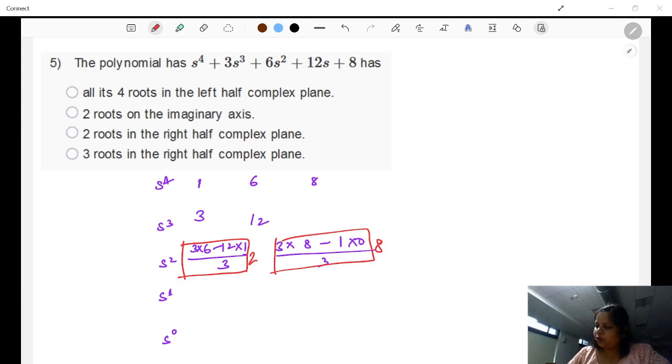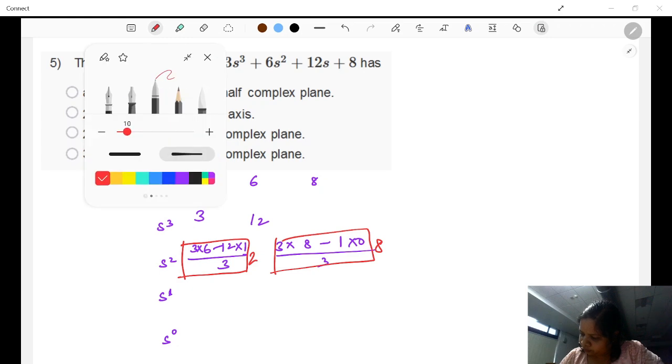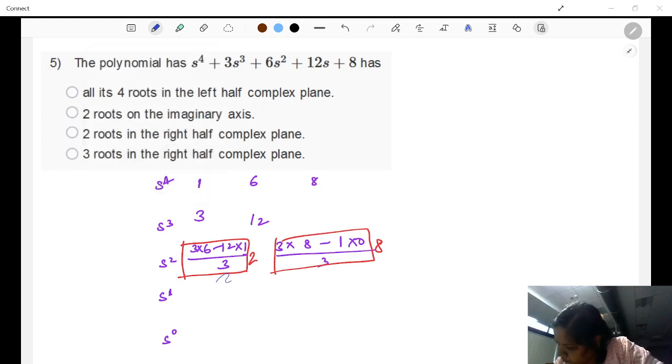Okay. So when you proceed to the next step, what would happen? It would be 2 into 12 minus 3 into 8 upon 2, and this would be 0. When this term is 0, what you would do is replace this 0 with some epsilon. After replacing it with epsilon, again try to find out the answer: 8 epsilon minus 2 into 0 upon epsilon. So you'll get it to be 8.